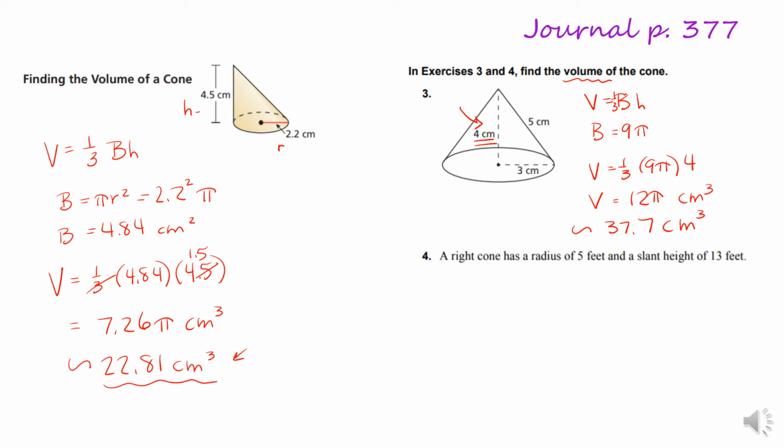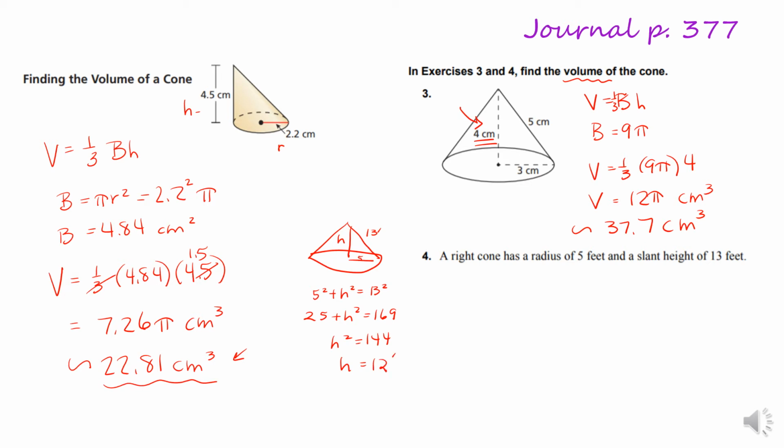Okay, now we're going to look at this bottom one. A right cone has a radius of 5 and a slant height of 13. So this time we're finding the volume, but we've got to do some setup first. I want you to think it's a right cone, and they're giving us the slant height is 13 feet, and the radius is 5. So the first thing we have to find is the height. We're going to use the Pythagorean theorem. So 5 squared plus height squared equals 13 squared. So that's 25 plus height squared equals 169. So height squared equals 144. And so our height is 12 feet.